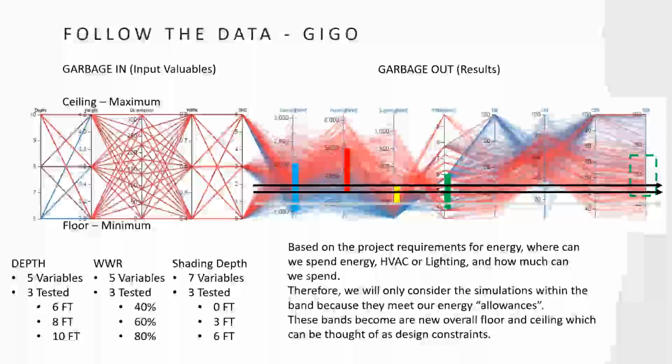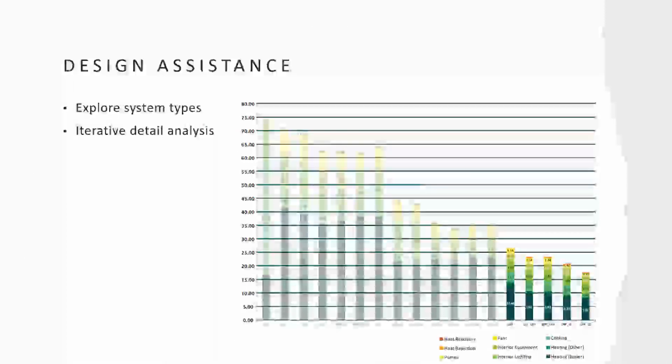So the bands become the new overall floor and ceiling, which can be thought of as your design constraints, right? Energy code, building code, LEED criteria, things like that. You're just making your own now, and it's kind of being compiled of all of those standards jumbled together. So design assistance, explore system types, iterate design details. So that's what I mean.